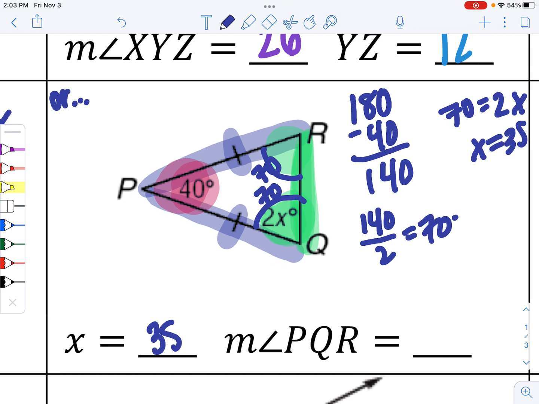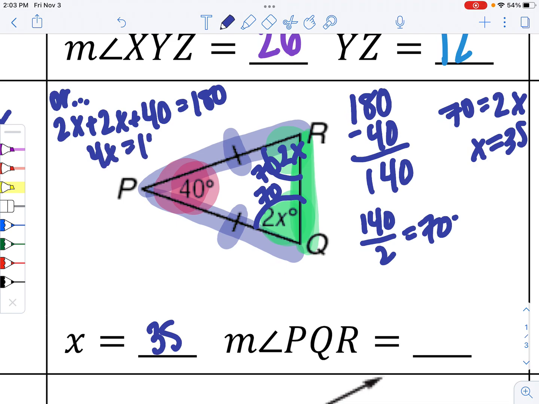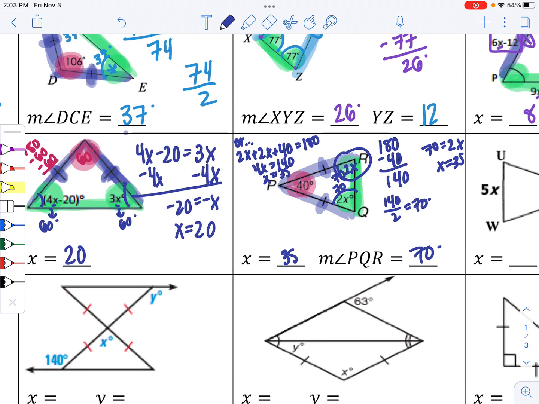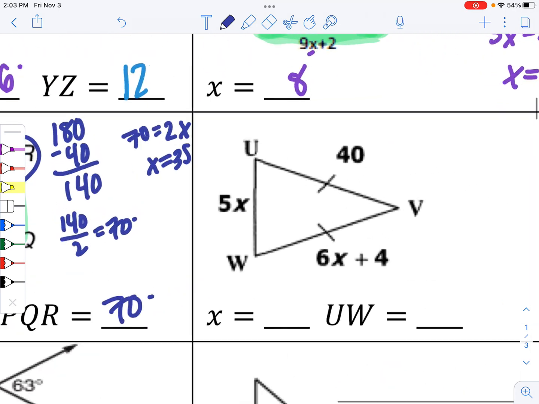You could also, I'm going to say or, you could also put a 2x here as well and go 2x plus 2x plus 40 equals 180, and then 4x equals 140, so x would be 35. So either way, you get x is 35. Way more than one way to do it, totally fine. So if x is 35, they want to know what is the measure of PRQ. PRQ is this one right here. We know that that is 70 degrees because 2 times 35 is 70, and I've already figured out that 70. Both base angles are 70, and the vertex angle is 40.